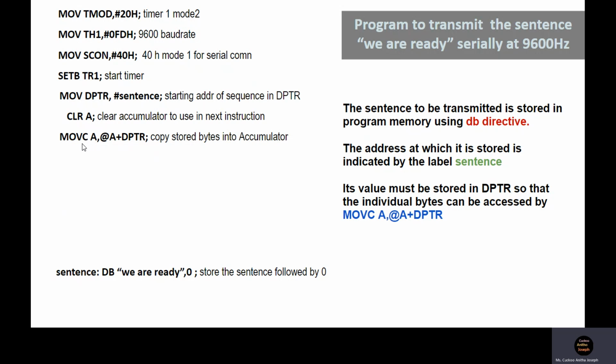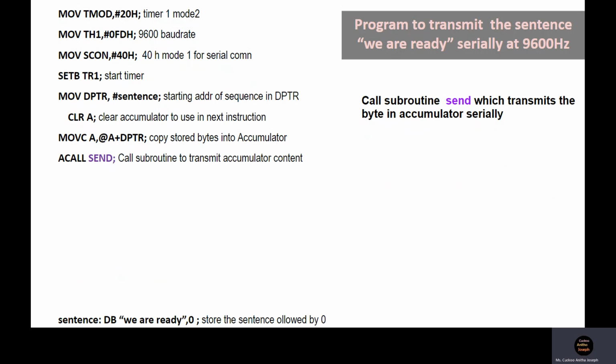Then we can use the MOVC instruction to get the first byte into the accumulator. MOVC A, @A+DPTR will copy the first byte of our sequence into the accumulator. That is, the ASCII code of W will be copied into the accumulator. Now we have a byte to be transmitted in our accumulator. Since we are ready with the data to be transferred serially, we can now call our send subroutine to transmit it serially. The instruction for that will be ACALL send.